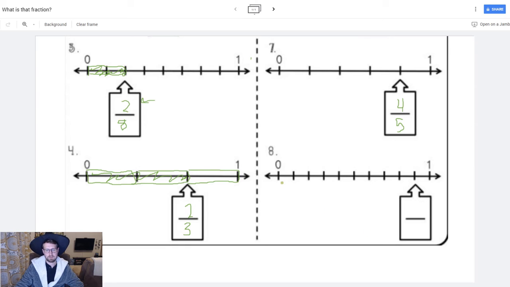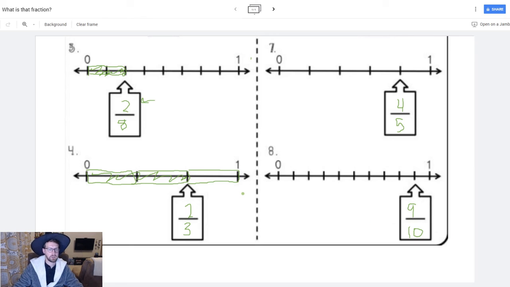Ooh, here there's a bunch of them, but it's the exact same process. 1, 2, 3, 4, 5, 6, 7, 8, 9, 10 to get to that 1. Notice again, I'm counting those spaces, not the lines. 1, 2, 3, 4, 5, 6, 7, 8, 9. Counting my hops between 0 and 1 to get to this arrow, I've counted 9 pieces.